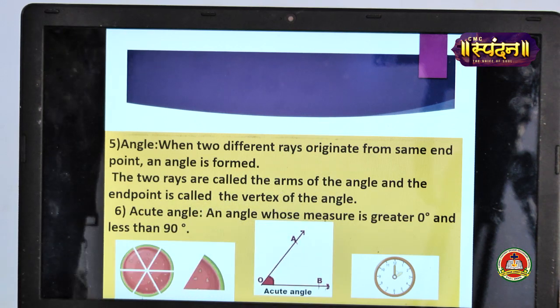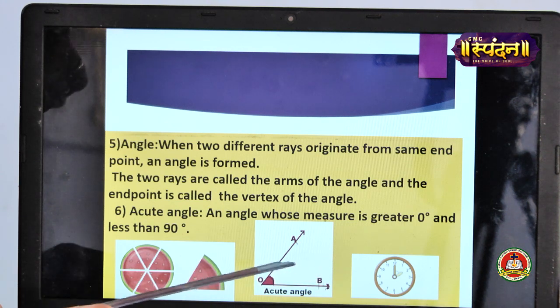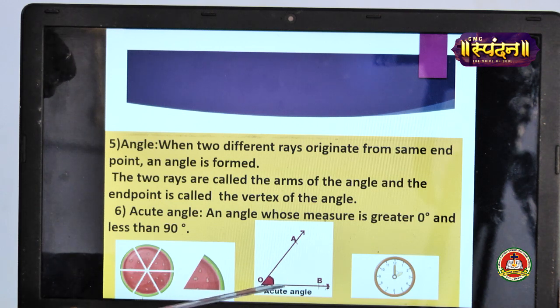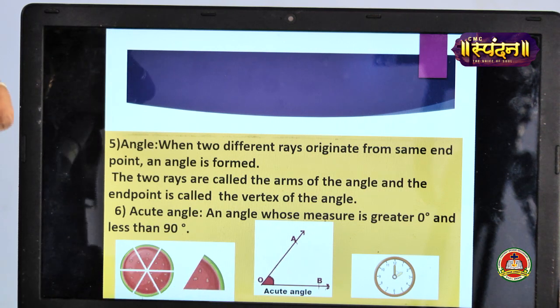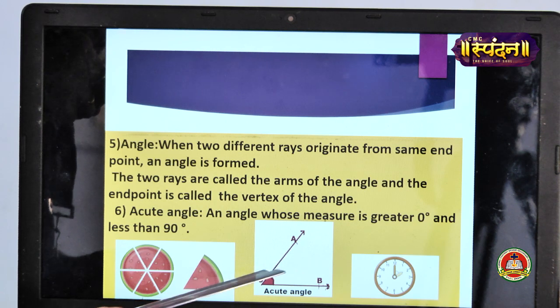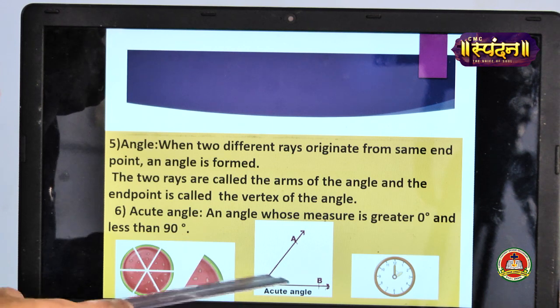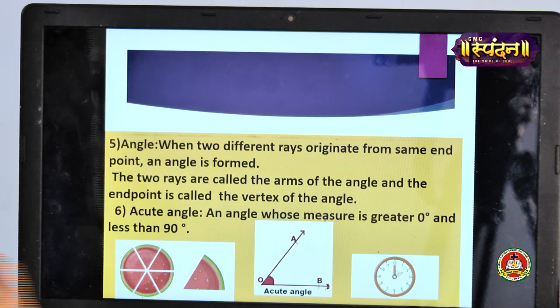When two different rays originate from the same point, you are able to observe two different rays over here. One ray is OA and the second ray is OB. These are originating from the same point, and the portion occupied between the first ray and the second ray, that portion you call as an angle. So these two rays, OA and OB, you call the arms of the angle, and this point O, you call the vertex of the angle.